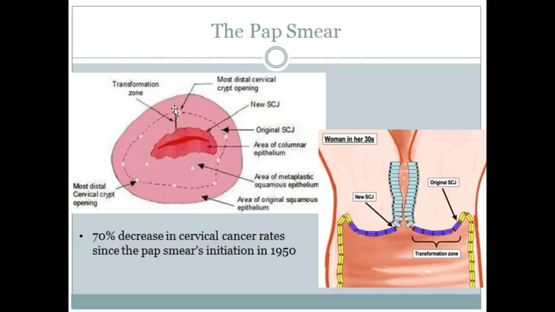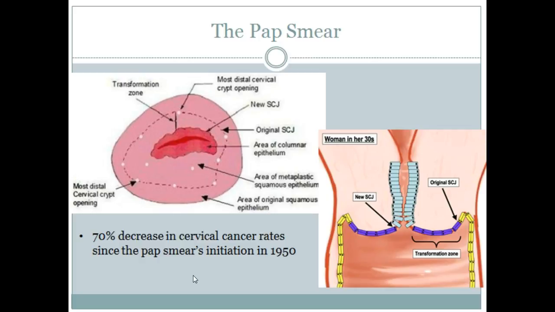All right, so we talked about metaplasia being that normal transition from columnar to squamous epithelium. We call it dysplasia when, in the midst of transitioning from one cell type to another, some kind of a change happens that would be unusual. You could think of dysplasia as essentially being a precursor to cancer. So I think this statistic here is a good way to start us out. There's been a 70% decrease in cervical cancer rates since the Pap smear's initiation in 1950.